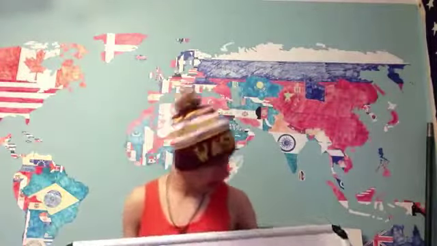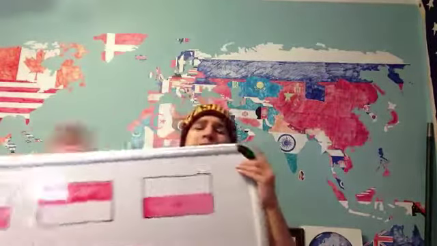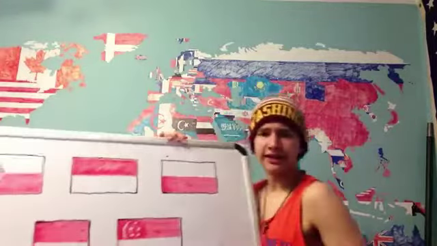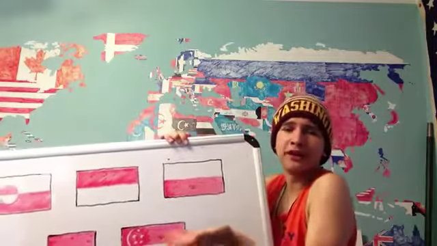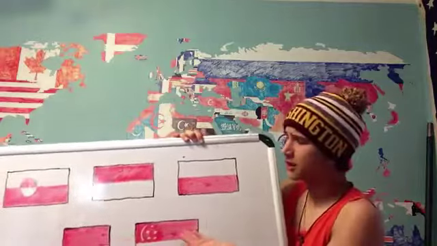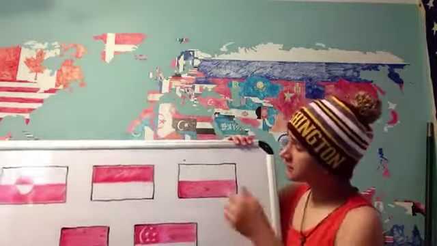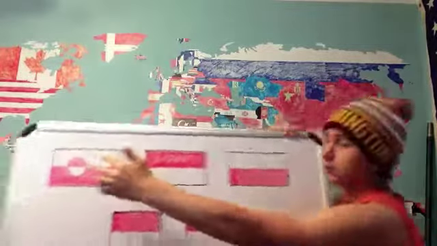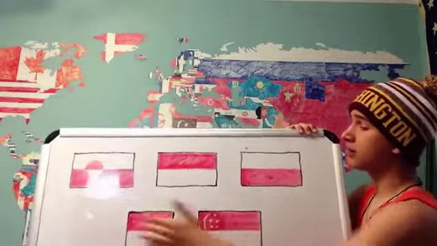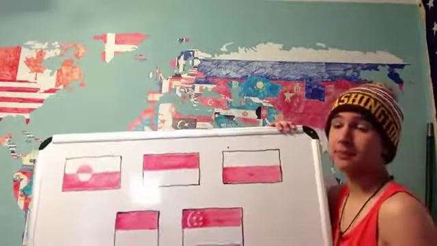Alright, so the next flag I'm going to show you today is the flag of Poland. The flag of Poland, and this is the point of the video, is very similar to these other 4 flags, but it has some key differences. This flag, like the flag of Greenland over here, has a white stripe on the top, while all of the rest of them have a red stripe on the top.